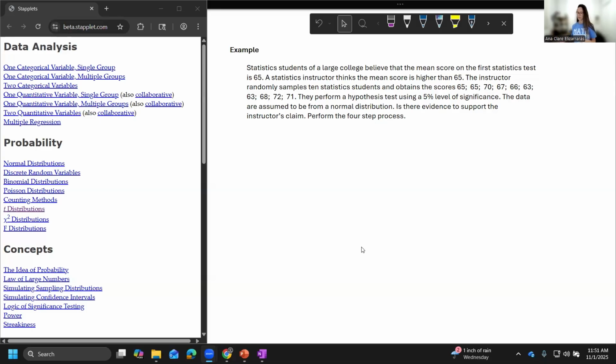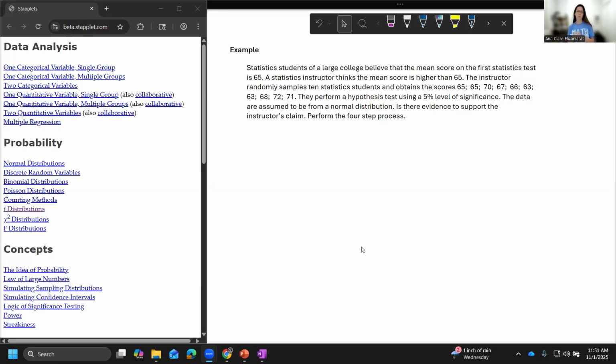We are focusing on statistics and we are going to be dealing with hypothesis testing. We're going to do the whole thing all the way through, where we are checking conditions, making sure we're ready to proceed. We're going to be running the numbers by hand, also using Stapplet to help us, and stating our null and alternative hypothesis, and then drawing a conclusion.